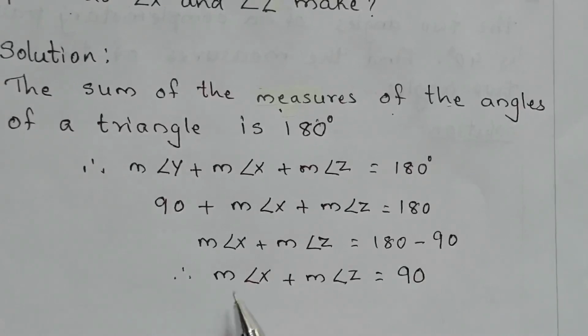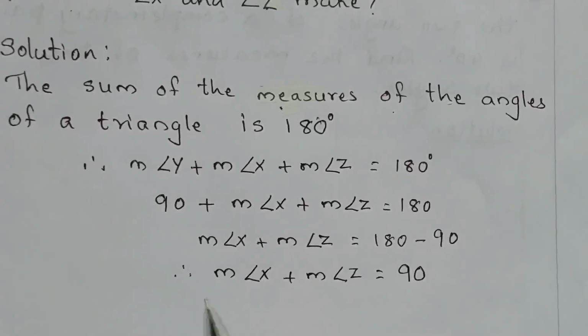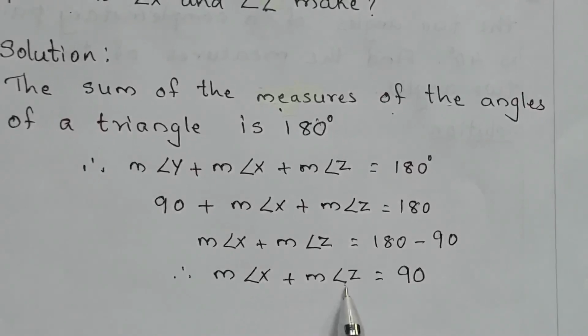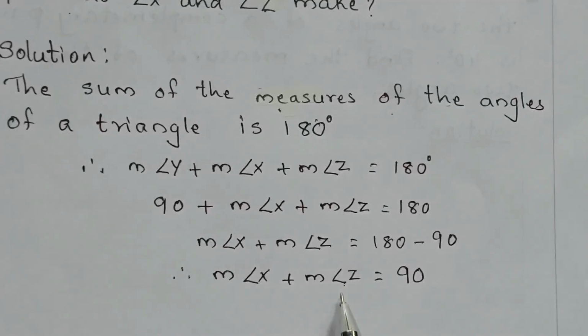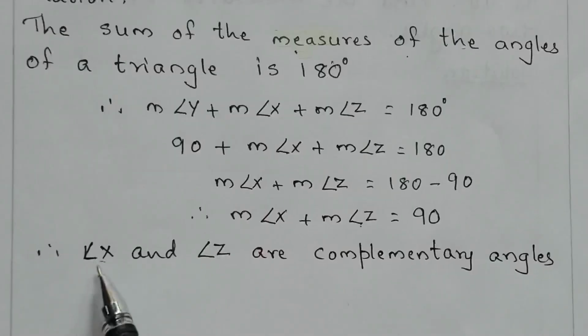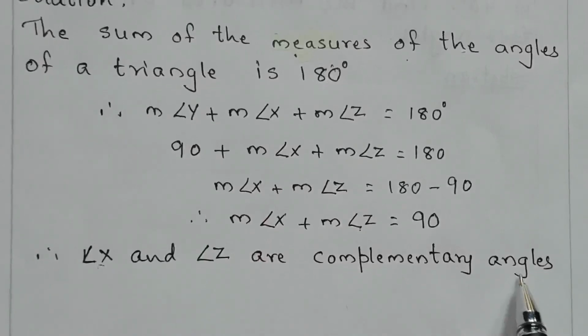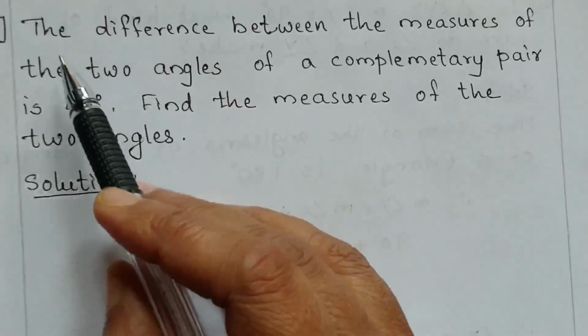So here you are getting the sum of two angles as 90 degree. So if the sum of the measures of two angles are 90 degree, what type of angles are they? They are complementary angles. So angle X and angle Z are complementary angles. So you can write the final answer. You can write angle X and angle Z are complementary angles. Now let's see question number 4.